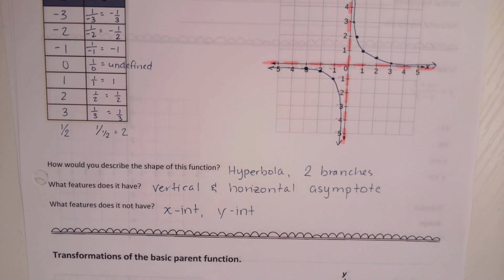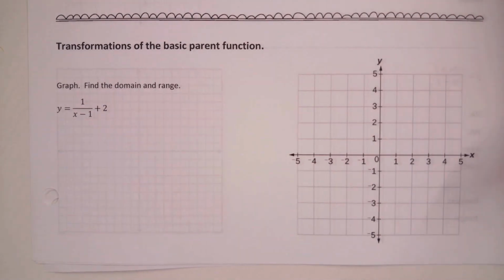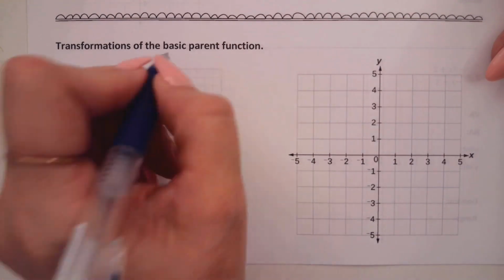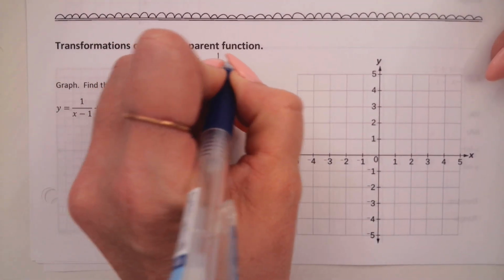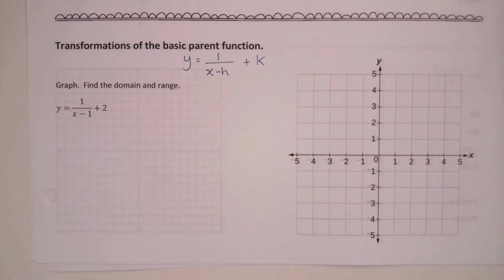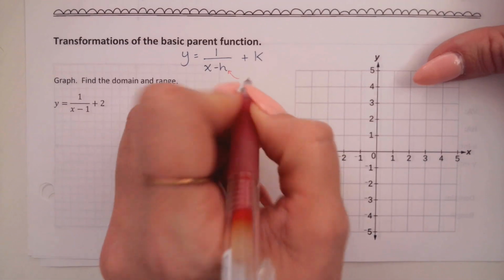We're going to do a basic transformation of a parent function just to see how it moves. Most of what we do are not these basic ones. These basic ones are kind of boring because they do very little movement. So our transformation form of the parent function would be y equals 1 over x minus h, plus k. Those h and k, they never go away. Is h a horizontal or vertical translation? Horizontal. H is the one that causes it to move left or right.